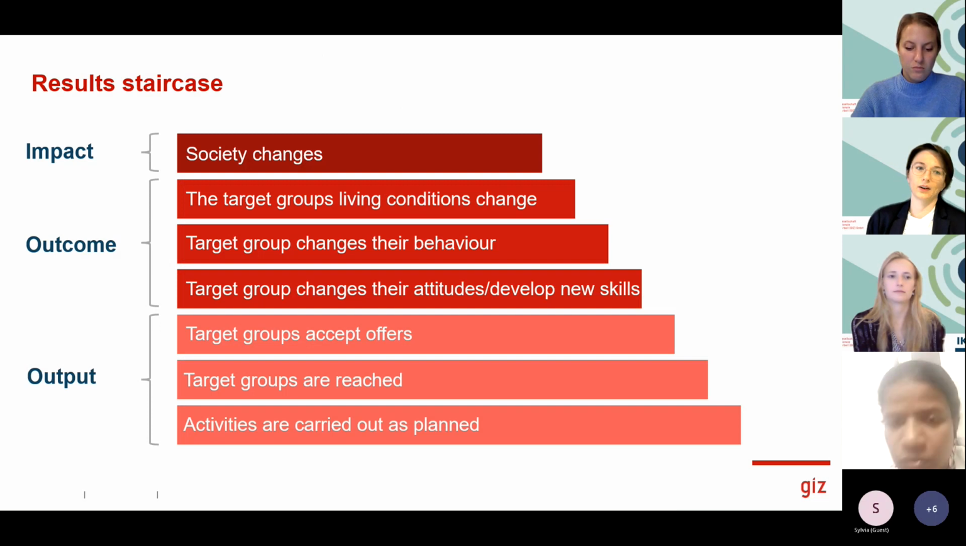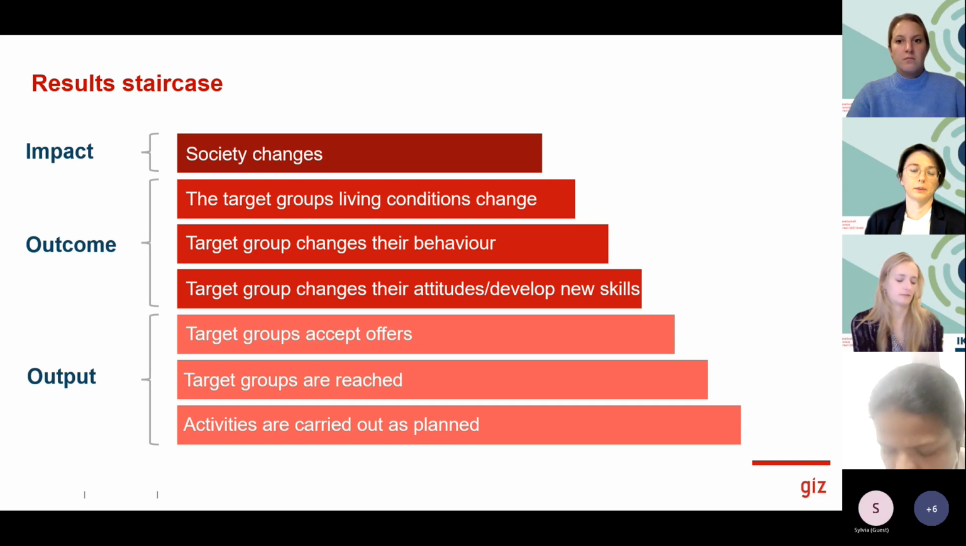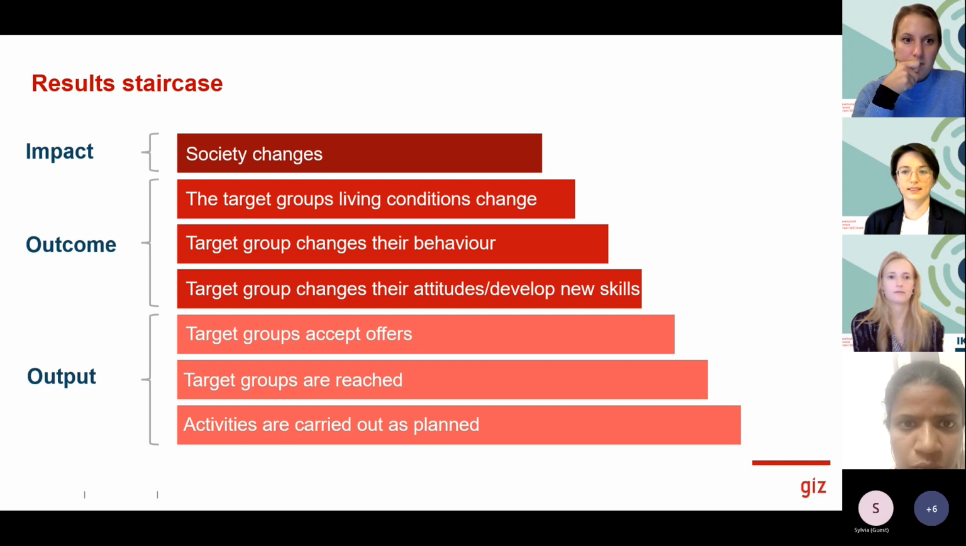Yeah, let's now dive deeper into the different levels of results. You can visualize results in multiple ways. As a chain, as a hierarchy, as an axis, there are many visualizations available. I decided to use the staircase because it shows that results not only happen at different levels that build on each other, but that there are also gradients in each category.